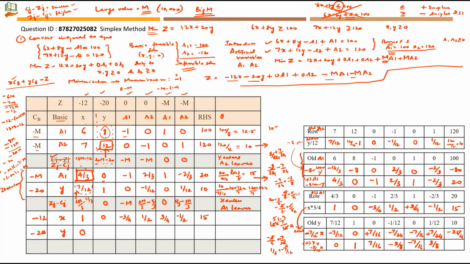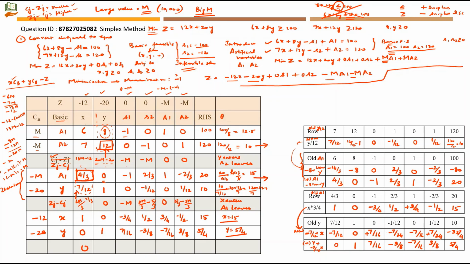Now what is 10 minus 35 by 4? So 4 tens are 40. 40 minus 35 divided by 4 will give you 5 by 4. We have got the new y. So it is 0, 1, 7 by 16, minus 3 by 8, minus 7 by 16, 3 by 8 and 5 by 4. X is equal to 15 and y is equal to 5 by 4. We will complete the problem.